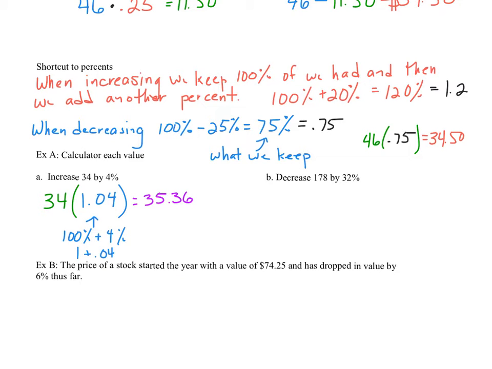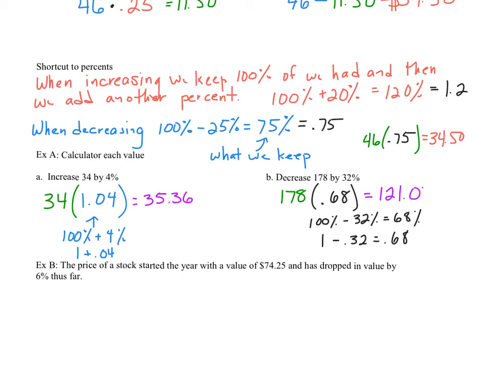Okay, so let's do it for this one. So I've got 178, and then I'm going to multiply it by, so when I'm losing 32%, to create my number in there, before I even write it, I'm going to do 100%, which is the same thing as 1, and I'm subtracting 32%, which is the same thing as 0.32, and I get 68%, or 0.68. So 0.68 is what I want in there, and so 178 times 0.68 gives me 121.04.